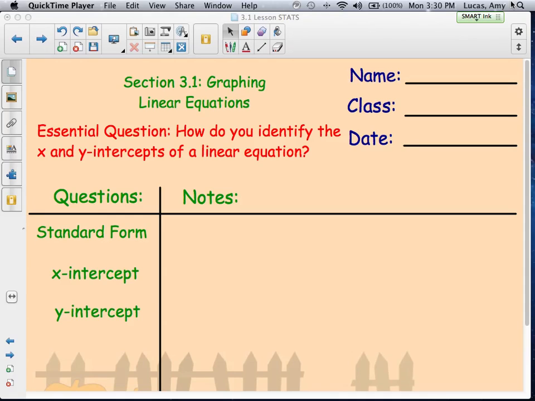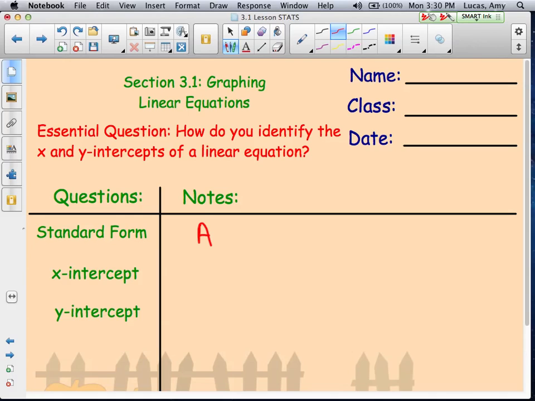We have 3 new vocab words. The first one is standard form. Standard form you'll see more about on the next slide. Standard form is a very specific order that an equation could be written in: Ax plus By equals C. And on the next slide, you'll see all of the specifics about what the A, B, and C really represent.